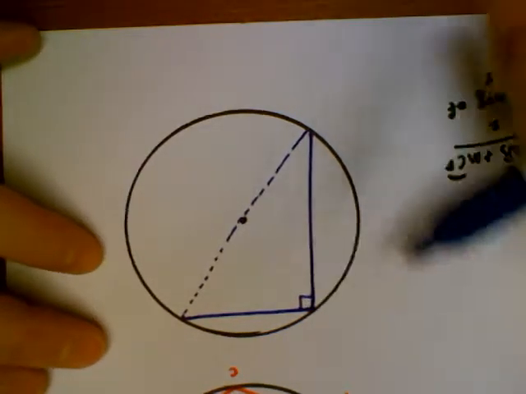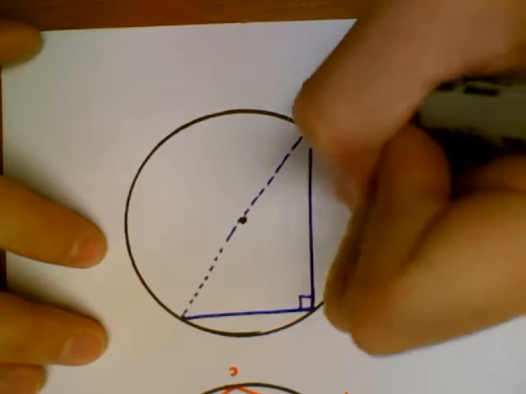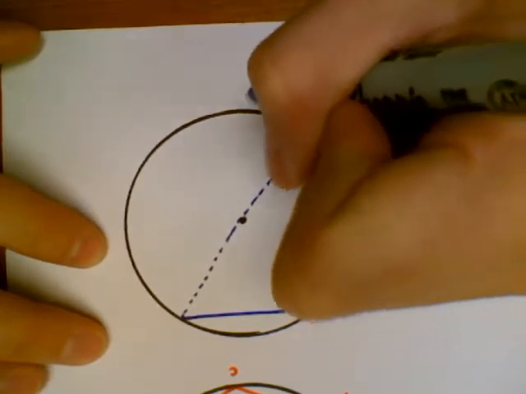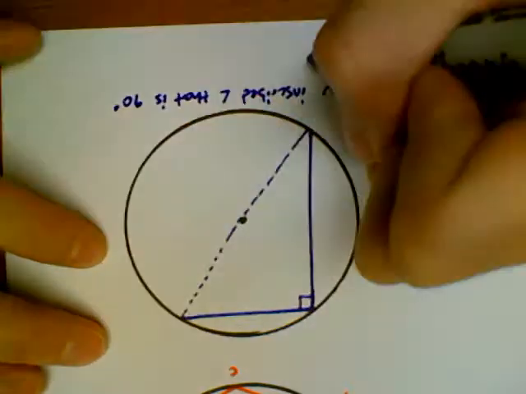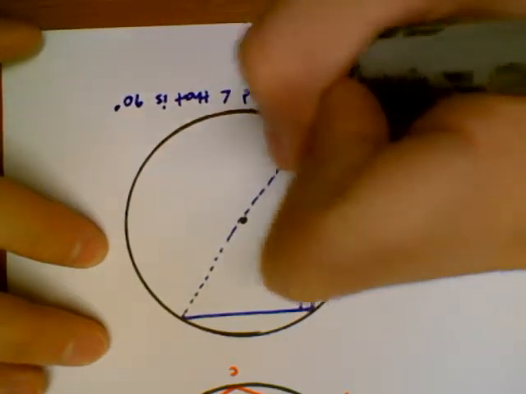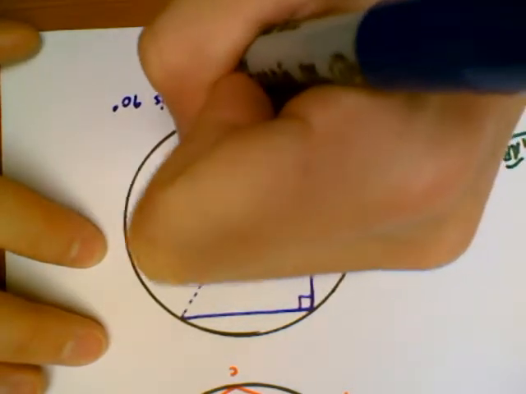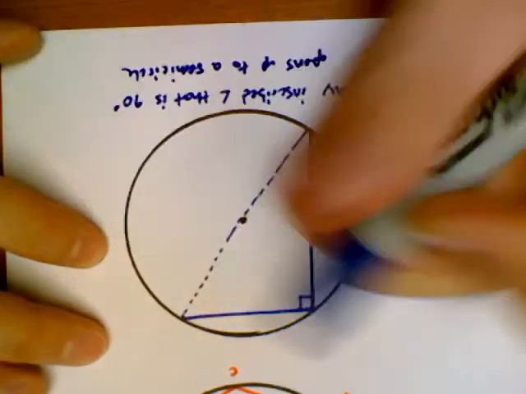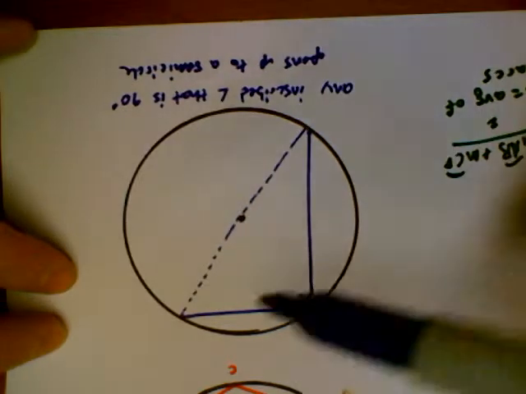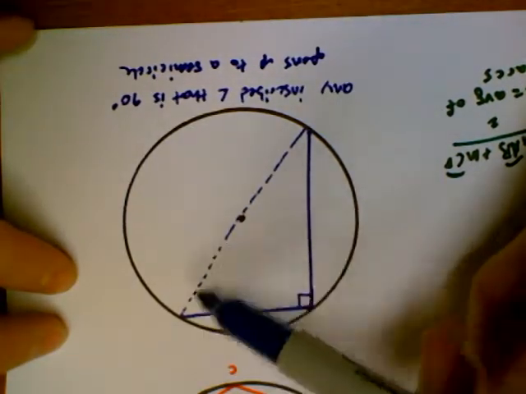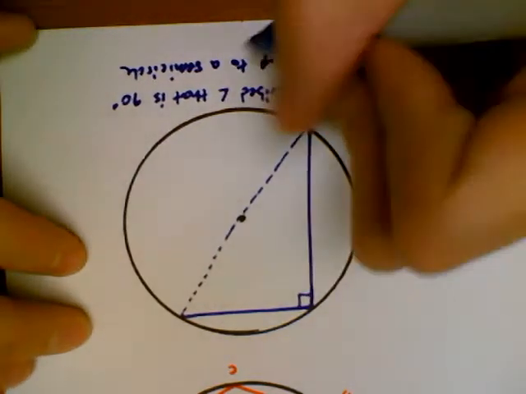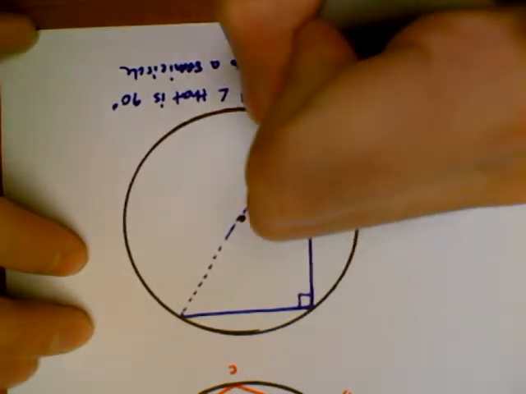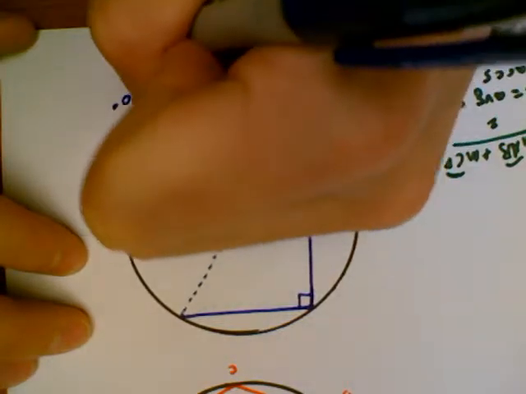So this property says that any inscribed angle that is 90 degrees opens up to a semicircle. See, it opens up to this semicircle, which would mean that the chord is a diameter. So it always also opens up to a diameter.